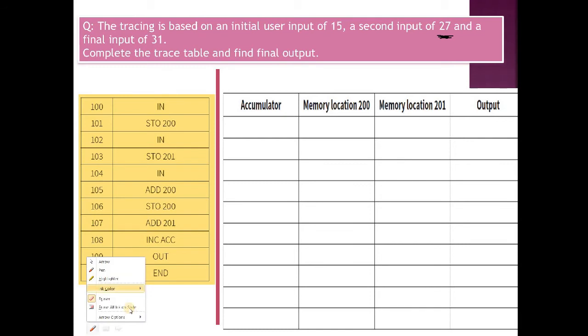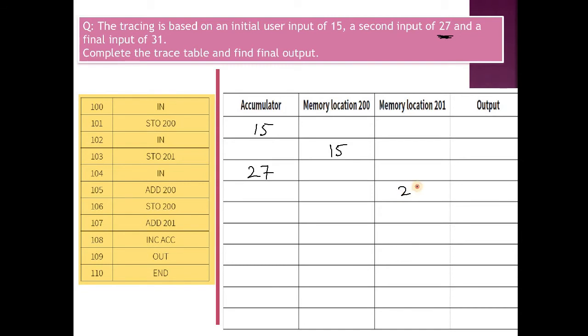So the first value is 15. It will go in accumulator. Then store 200. At 200 position it will be stored. So 15 will come here. Then again it will taking input, that is 27. 27 first will go in accumulator. Then it is storing it at memory position 201. So this 27 will come here in next line.